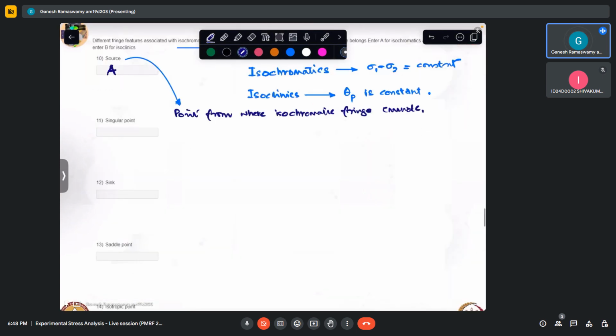A singular point. Now what is a singular point? So let us say that we take a model, let it not be circular, let it be some generic model, and we place it in a polariscope, and we have the light source here, and we have the polarizer and the analyzer crossed.